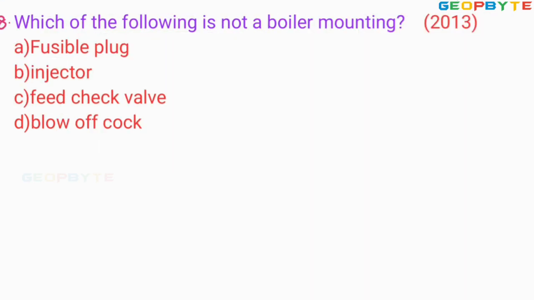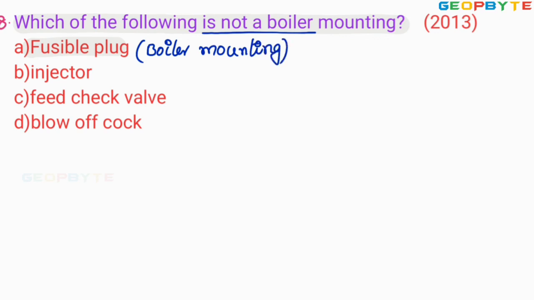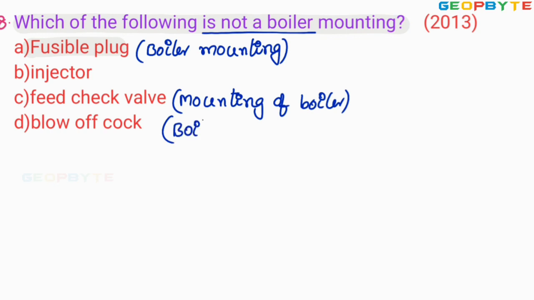Look at the last problem. Which of the following is not a boiler mounting? Let us take the first one. Fusible plug is a boiler mounting. Feed check valve is also a boiler mounting. Blow off cock is also a boiler mounting.